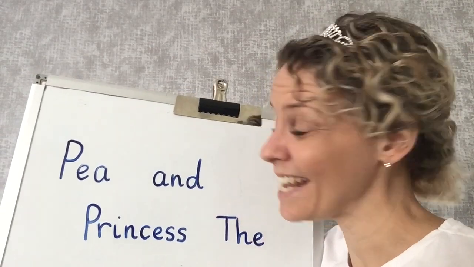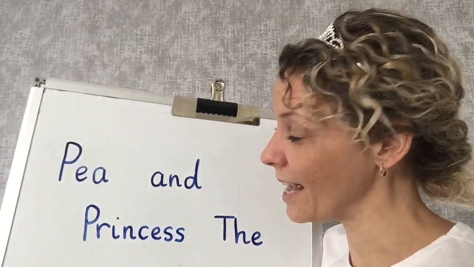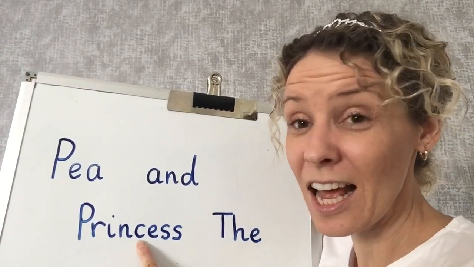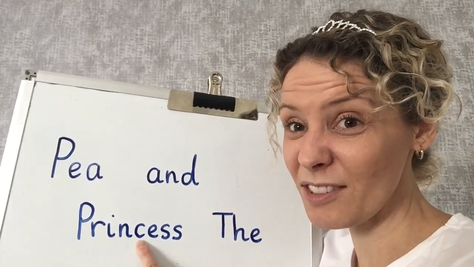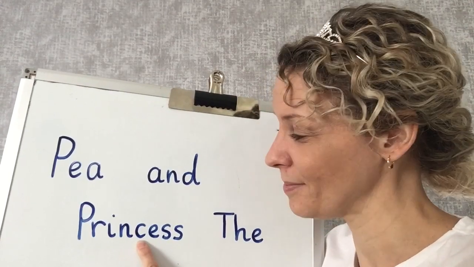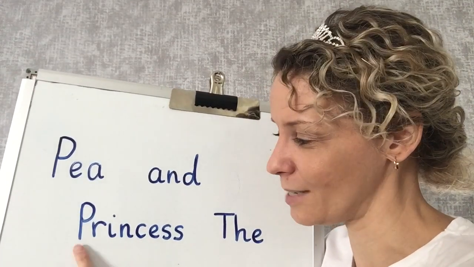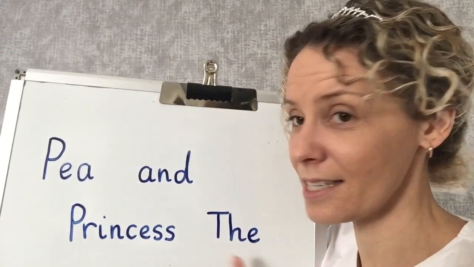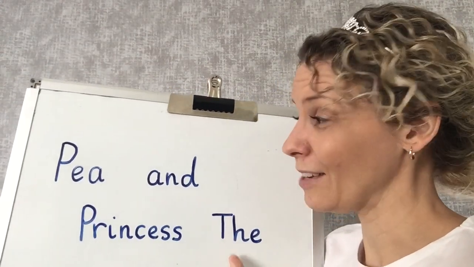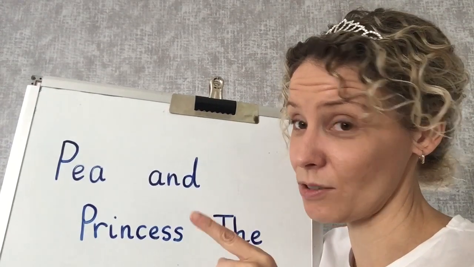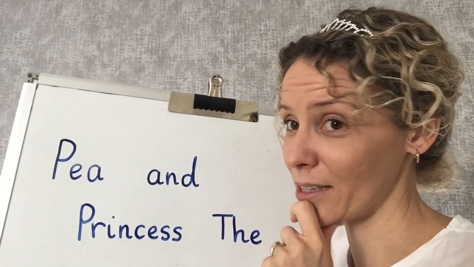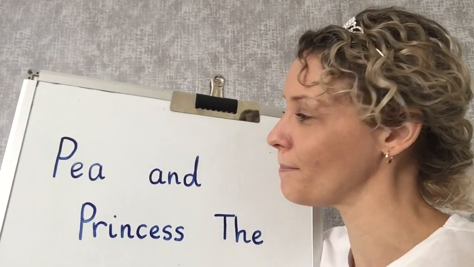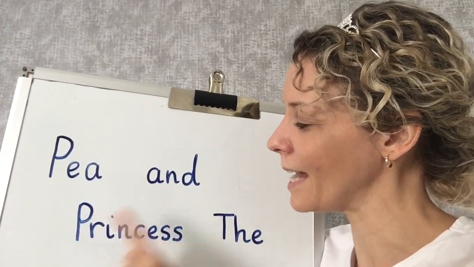Princess. Yes. And sometimes in a word, a curly k can sound a bit like a s. Like in the word circle, we don't say kirkle, we say circle. So I think you're right. I think this is princess as well. So we've got P and princess, the. Now you'll notice in these titles that I've been writing and the words have been muddled, we've got some capital letters, and that's because it's the title of a story.